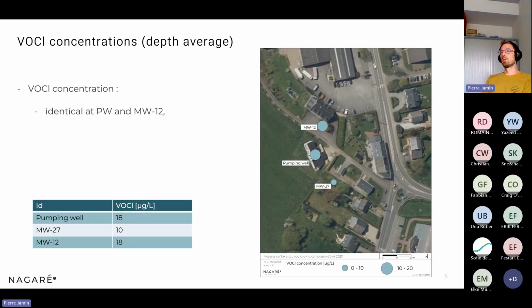So if we look at the result of the concentration of chlorinated solvent, we could see that we have the same concentration at the monitoring well located north of the pumping well, and it was about 18 micrograms per liter. And the second monitoring well, MW27, that is located southeast, concentration is lower at 10 micrograms per liter, but there are still chlorinated solvents there. This was for a depth average sampling.